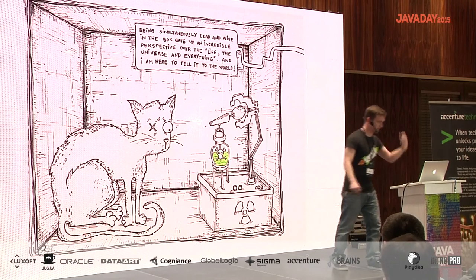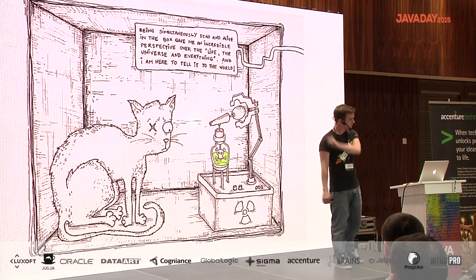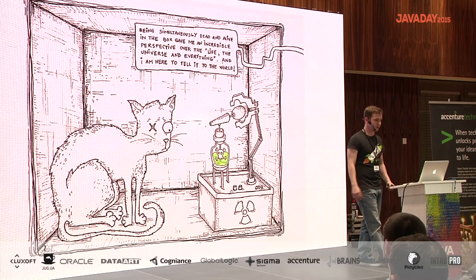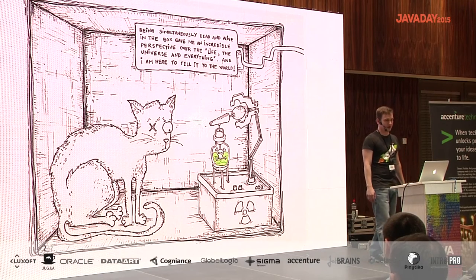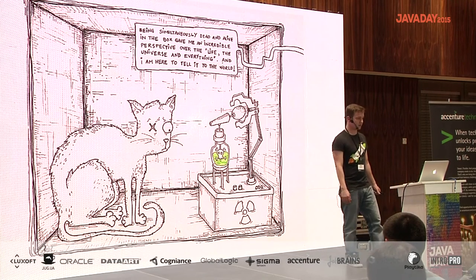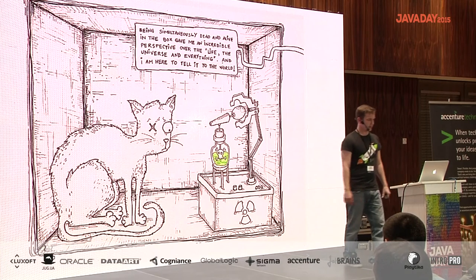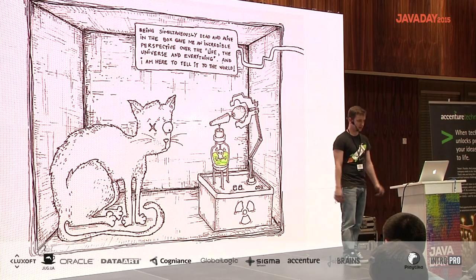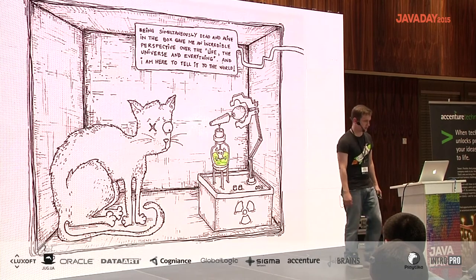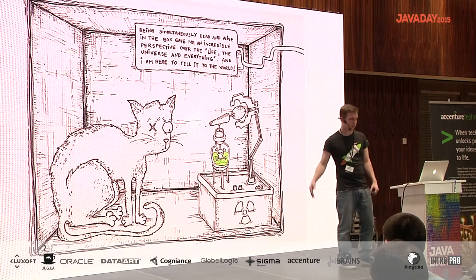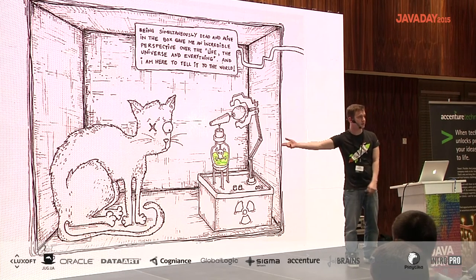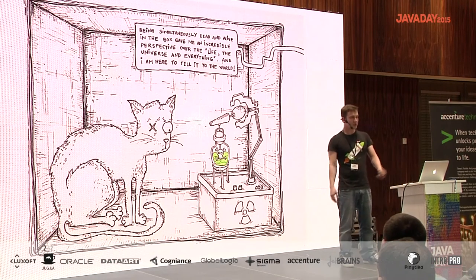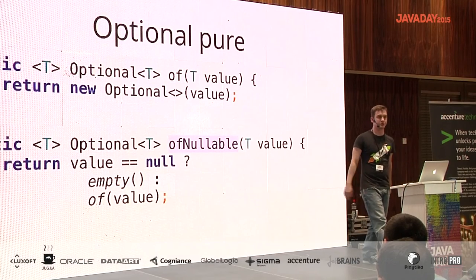So there is a type that is very well described by this amazing picture representing the Schrödinger's cat experiment, where the cat can be simultaneously alive or not. And who knows what type I'm talking about? Yeah, exactly. So this is an Optional. This picture represents a type that can be either present or not present, and until we peek into it, you don't know. So let's see if Optional corresponds to our definition of a monad.